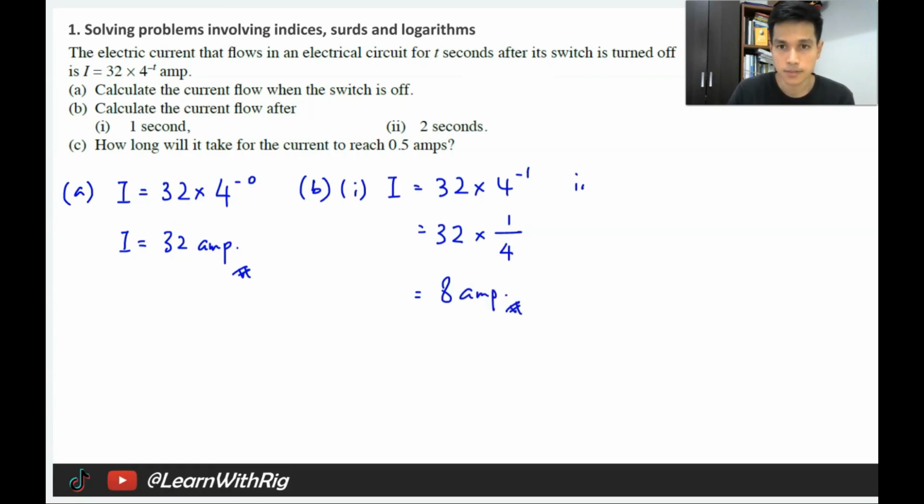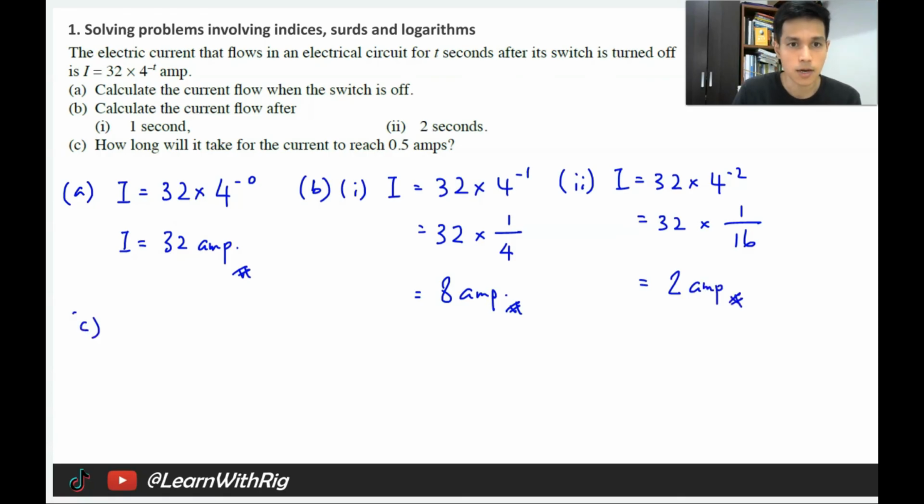Next, calculate the current flow after 2 seconds. So I equals 32 times 4 power negative 2. 4 power negative 2 is 1 over 4 squared, which is 1 over 16. So your answer is 32 times 1 over 16, and you get 2 ampere.